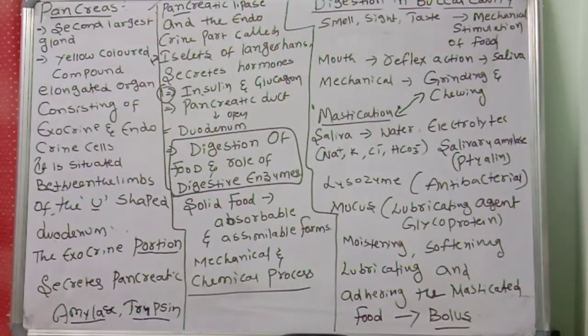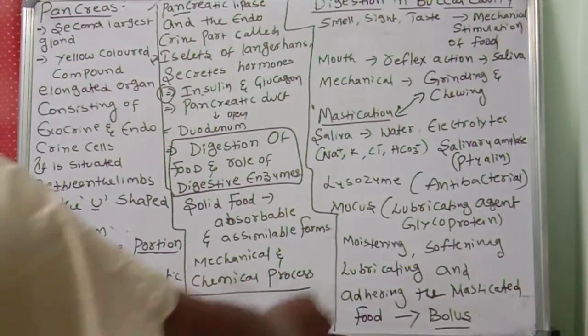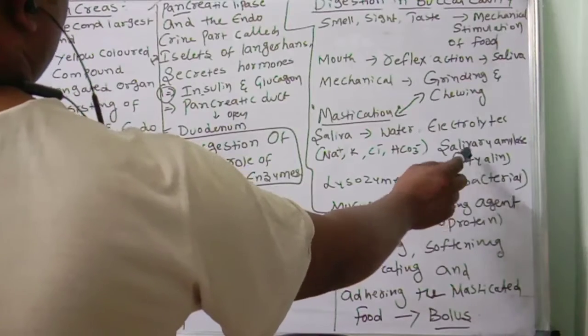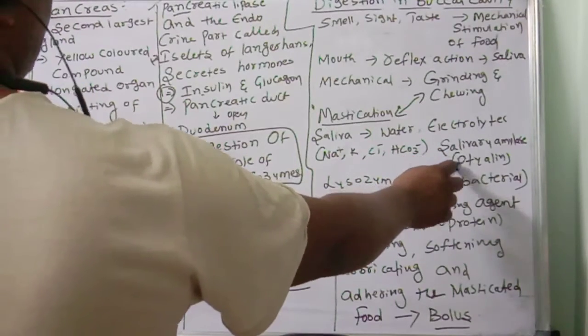The salivary amylase is very important. It converts the starch into simple compounds, that is the most important point to remember. Starch is a very complex food material, so it converts the starch into maltose. The salivary amylase converts starch into maltose. Where is the starch? In our food, starch is there.